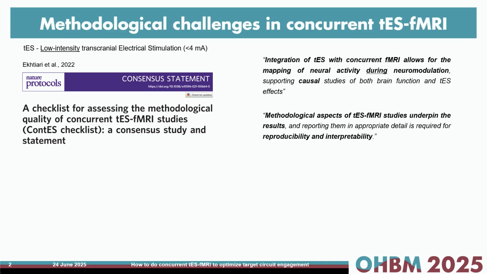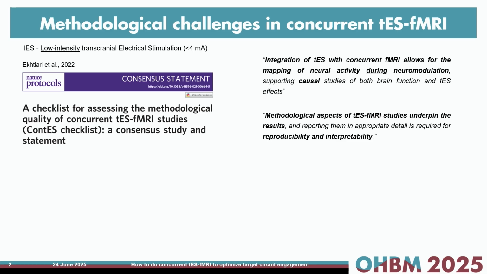Furthermore, and because of that, the results of these kind of studies become highly dependent on the methodological aspects of the study. And so it is important to properly report them to ensure that the results are reproducible and that we can interpret them properly. So this paper collected inputs from over 50 experts in the field to make a list of recommendations for ensuring safety and data quality, but also for giving guidelines on how to report these methodological details in a more systematic way.